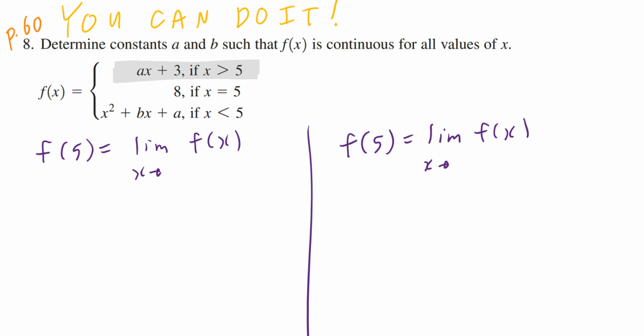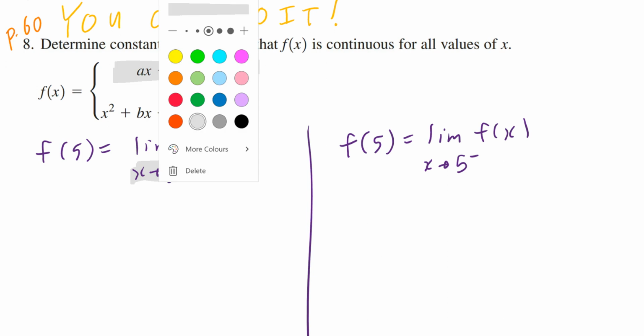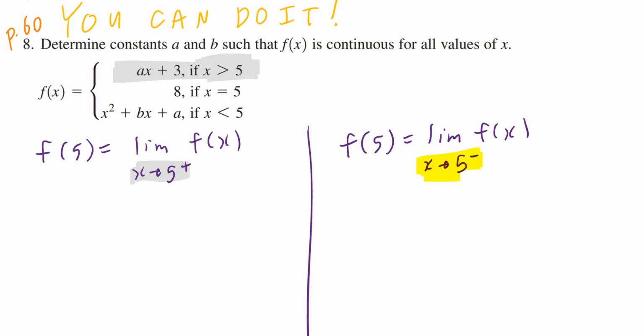So again, my goal is to solve ax plus 3 first, which means I'm looking at x greater than 5. That means I'm looking at the right limit. So again, let's write this down. x approaching 5 from the positive side. And on the second column, which I'll use a different color for you, this means I'm looking at the left limit. So again, order matters, and you can see the difference in a second. So f of 5 just means what happens when x is 5. So you go back, when x is 5, the corresponding y value is going to be 8. So f of 5 is going to be 8.